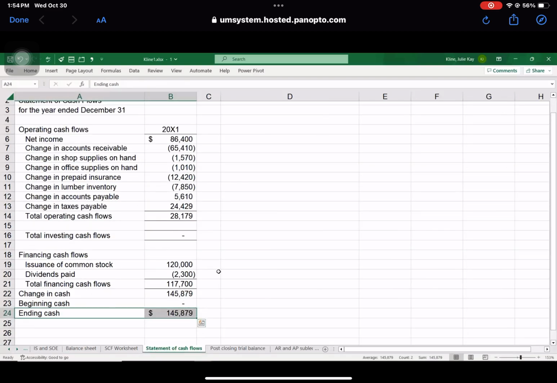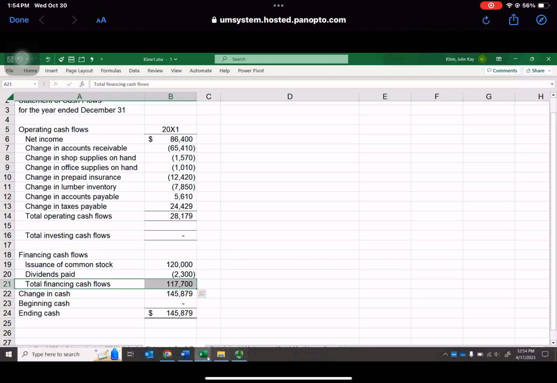In our problem, we had $28,179 from operations, and we can see we had a lot of cash from our financing of issuing stock. All right, that is the statement of cash flows.